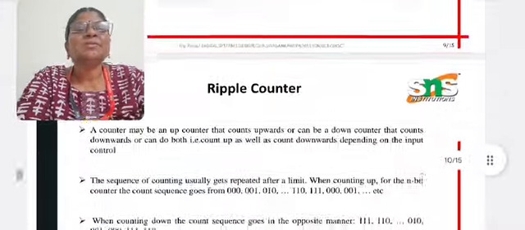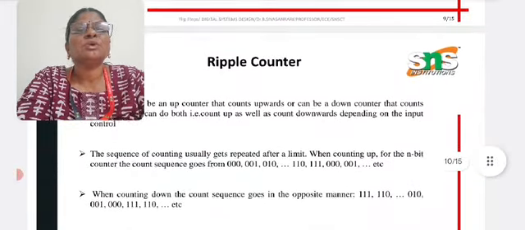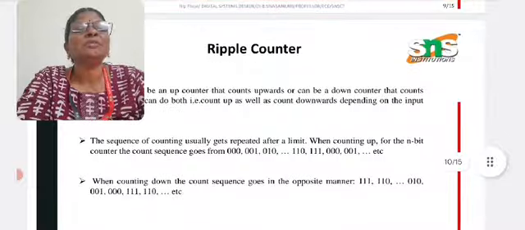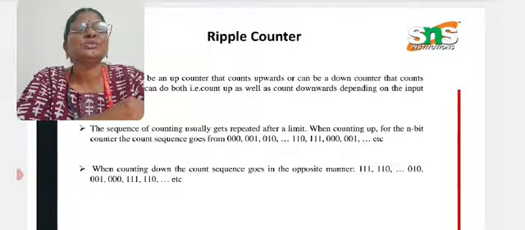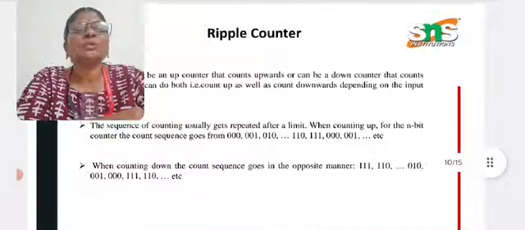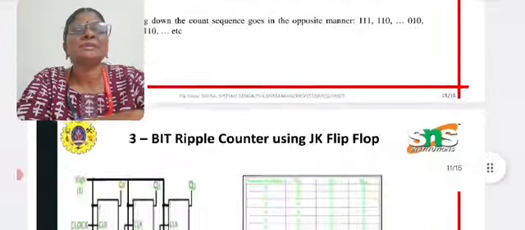A counter may be an up counter that counts upwards, or a down counter that counts downwards. It can also do both, that is count up as well as count downwards, depending on the input. The sequence of counting usually gets repeated after a limit. When counting up for n bits, the count sequence goes from 000 to 001, etc. When counting down, the count sequence goes in the opposite direction, from 111 to 110, etc.